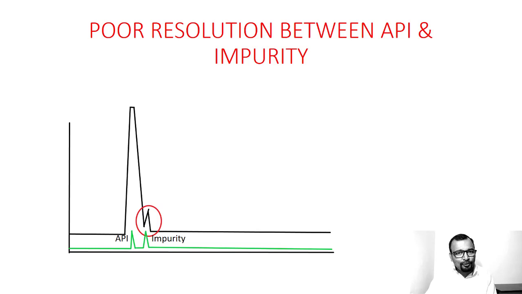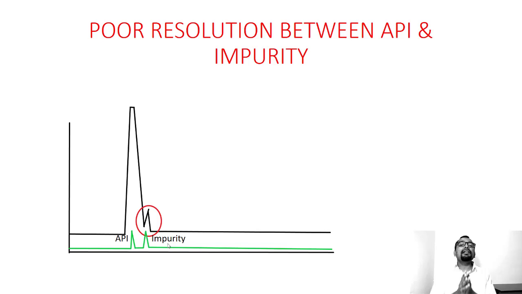Absolutely, it is supposed to go down because the limit of unknown impurity is how much? Not more than 0.2% or maximum 0.5%. So the concentration of API will be low, the response will again be low, and because of that you can see a very good resolution between API and the impurities, right? As seen in the green colored chromatogram.